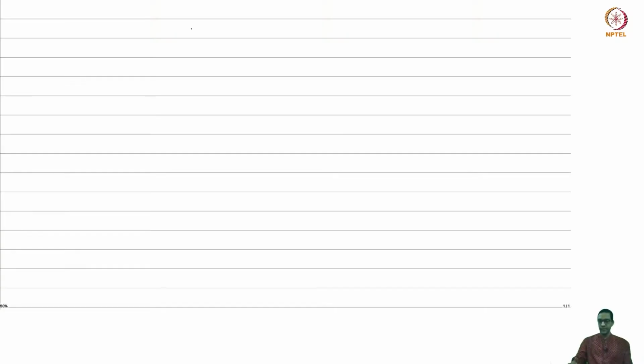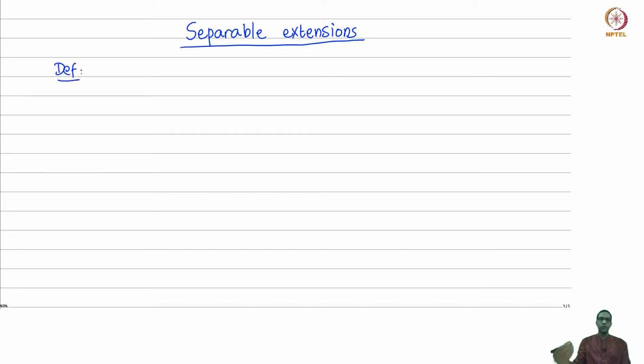Let's talk about separable extensions. This is a special property of field extensions, but before we talk about the extensions themselves, let's talk about separable polynomials. This is a notion which you have seen already. This is just the idea of having repeated roots or not having repeated roots. So let me define it formally.